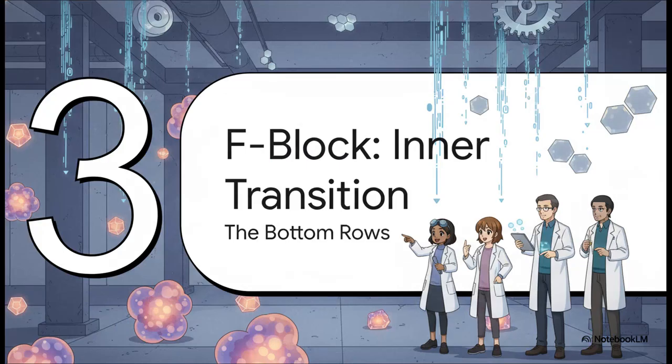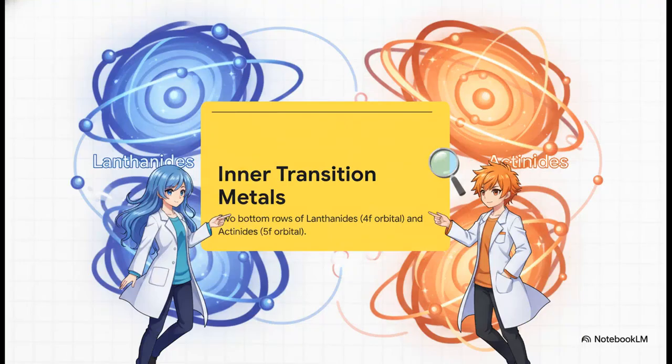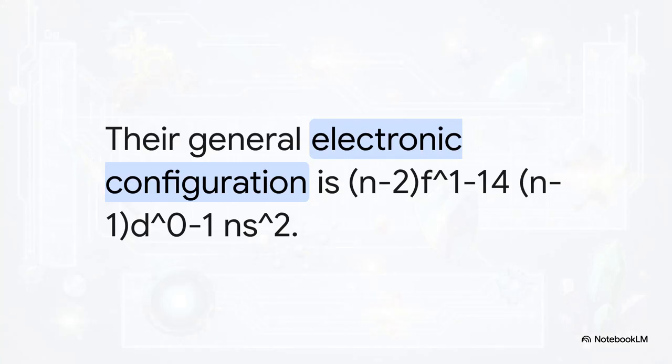Okay, Section 3, F block, inner transition metals. Now, let's transition down into the basement of the periodic table. We've got two distinct families living down here. The top row, those are the lanthanides, and they're actively filling up the 4f orbital. Right below them, we have the actinides, and they're busy filling the heavier 5f orbital. So let's take a look at the architectural blueprint for this F block, and I want you to contrast this with the D block we just looked at.